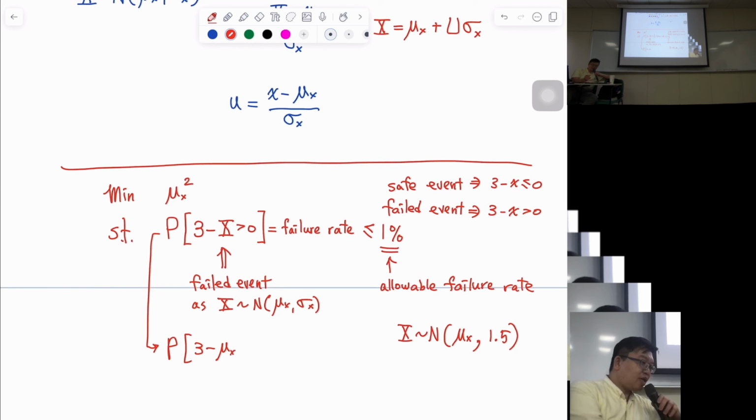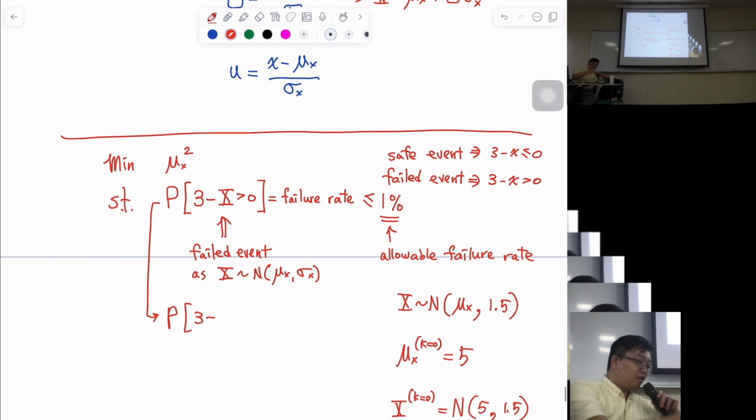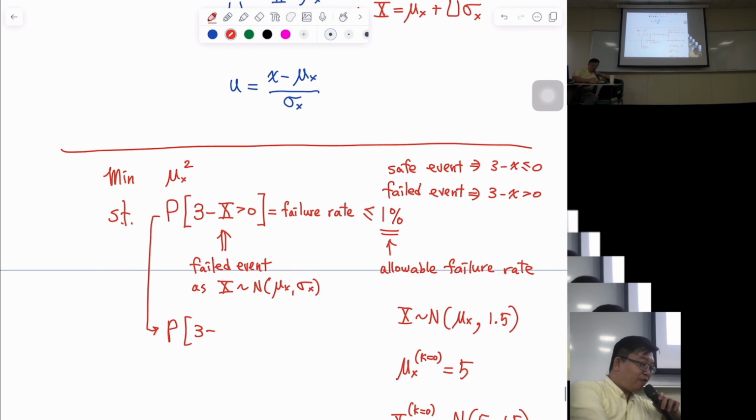And let me see. I guess I need an initial guess. So I can put a number in there. So let's say my initial guess, so k equals 0, is 5. So initially it's a normal distribution, 5, 1.5, something like this. So initially, my constraint looks like this, 5 plus u times 1.5 greater than 0. And this has to be smaller than 1%.